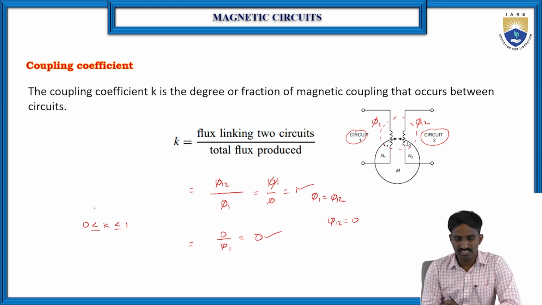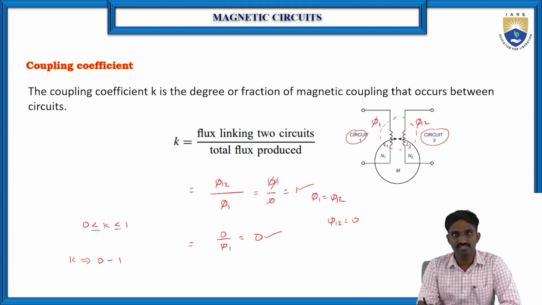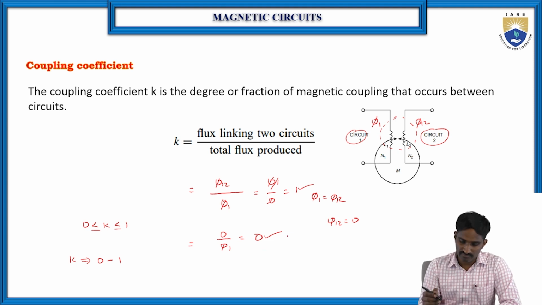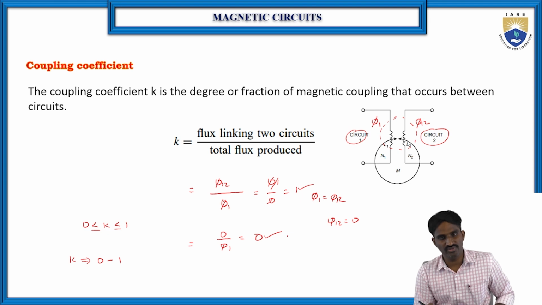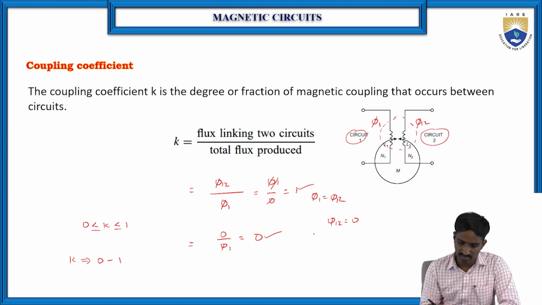So then based on this value, k ranges from 0 to 1. Based on this value, the strength of the magnetic field which is linking with the secondary winding can be measured. So this is the coefficient of coupling, right? In the previous classes we have seen the equation for the coefficient of coupling in terms of mutual inductance actually.